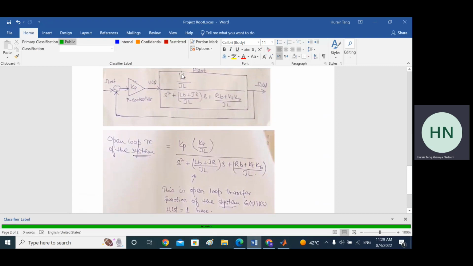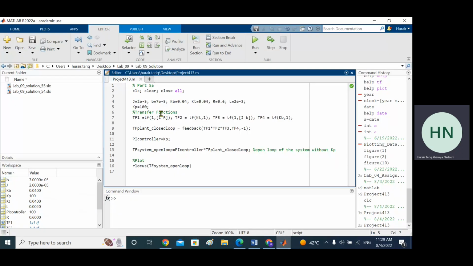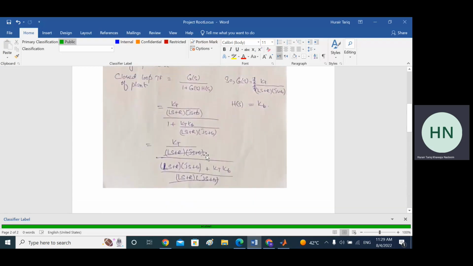So now what I've done, I have made this on MATLAB. When I come to MATLAB, I have got this. This is 4A, not 5A. So this is 4A: clear clc, clear all, close all. These are all the values which I have written: J, B, KB, KT, R, L, everything I have written over here. And this is the value of KP which I have taken, because we are going to change this value. Now, we know transfer function 1. Transfer function 1 is 1 comma LR, as we know.